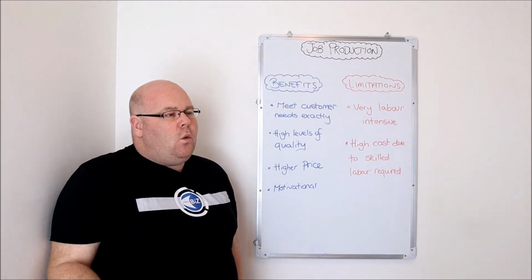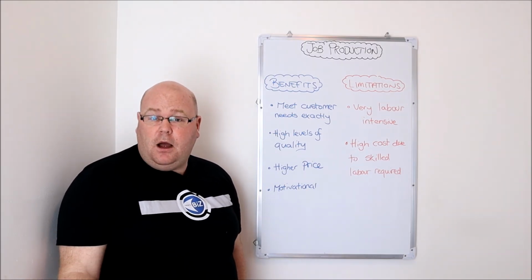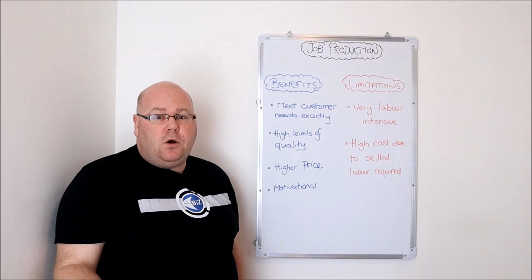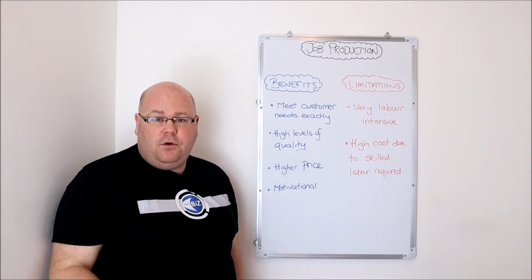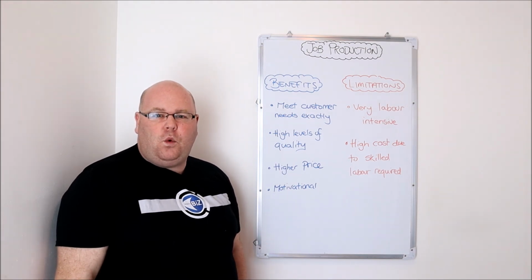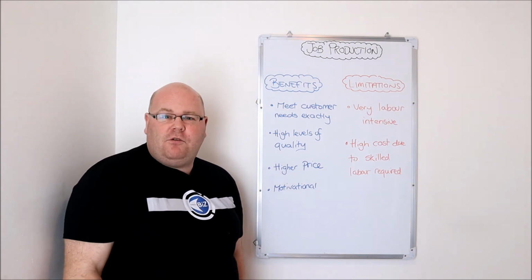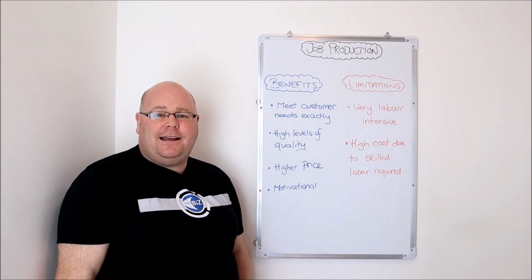So perhaps one of the limitations we could write about in exams is that labour costs might be higher using job production, both because of the labour intensive nature and the lower output that can be produced, but also the high levels of skills from employees that we may require. So there's a quick rundown of job production. We've got some of the advantages and limitations that we can write about in our exams.